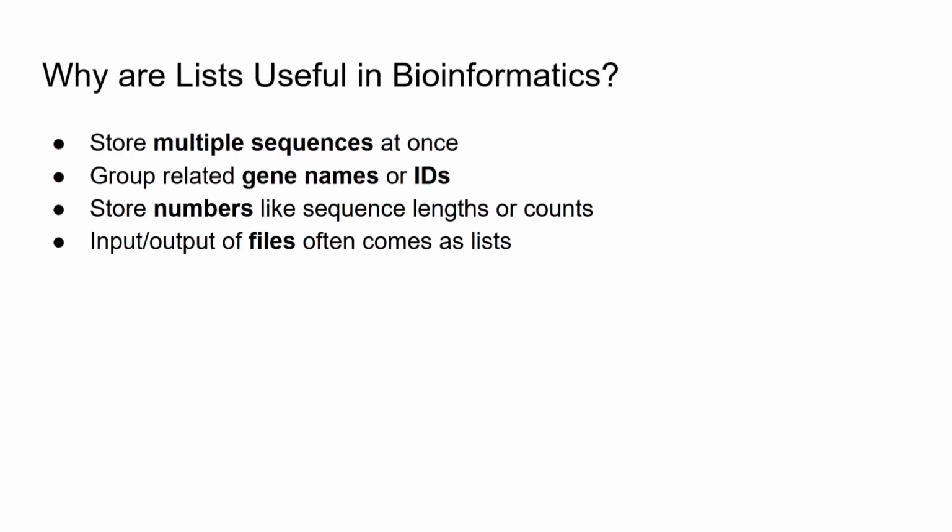In bioinformatics, we rarely deal with just one sequence. Usually, we work with hundreds or thousands. Lists let us keep related information grouped together: all the gene names, all the read counts, or all the codons. For example, when you read a FASTA file in Python, the data often comes as a list.